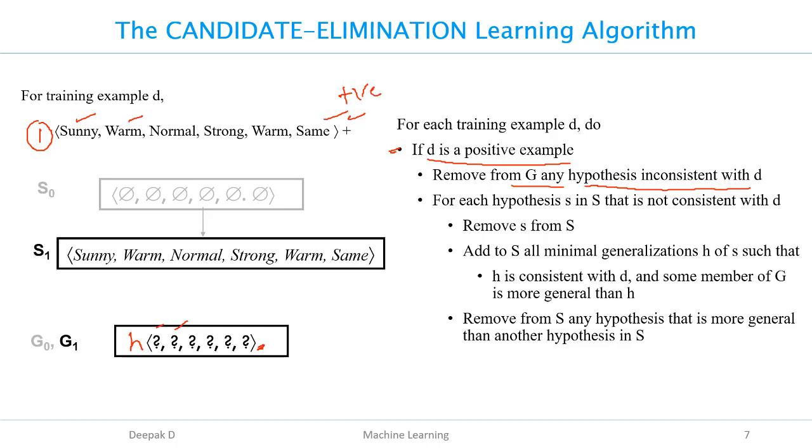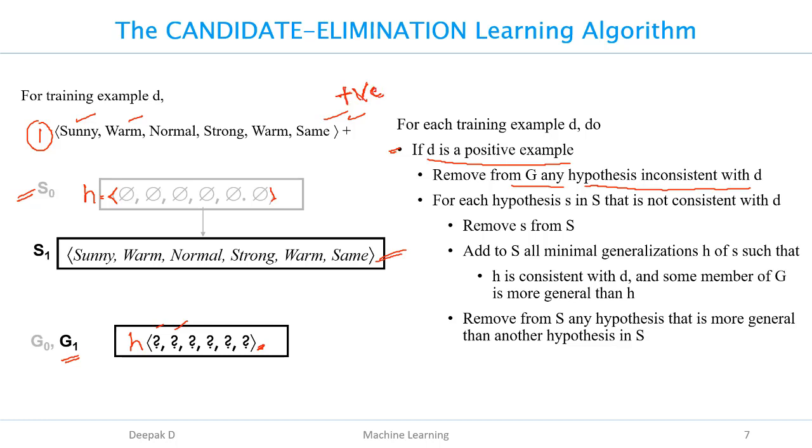So no need to change this one. You have to just update the boundary, saying that G1. Similarly, you have to check with the S boundary. In the S boundary, what do we have? We have only one hypothesis, which is the most specific hypothesis, which consists of all null constraints, that is, no value is acceptable. So what do you have to do? You have to revise this hypothesis such that it will classify your instance as a positive instance.